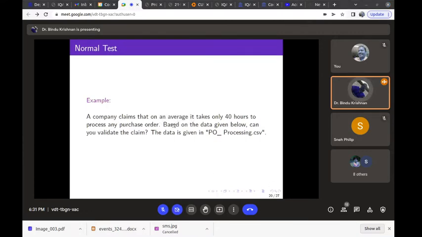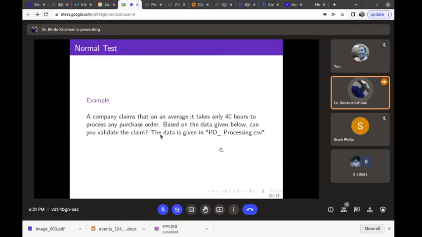Okay, let us have a look at this question. A company claims that on an average it takes only 40 hours to process any purchase order. Based on this data, can you validate the claim? What is the claim here? The company claims that on an average it takes only 40 hours to process some purchase order. I took hours itself as an example, just for comparison with the previous test. So we need to test whether this claim of 40 hours is valid or not.